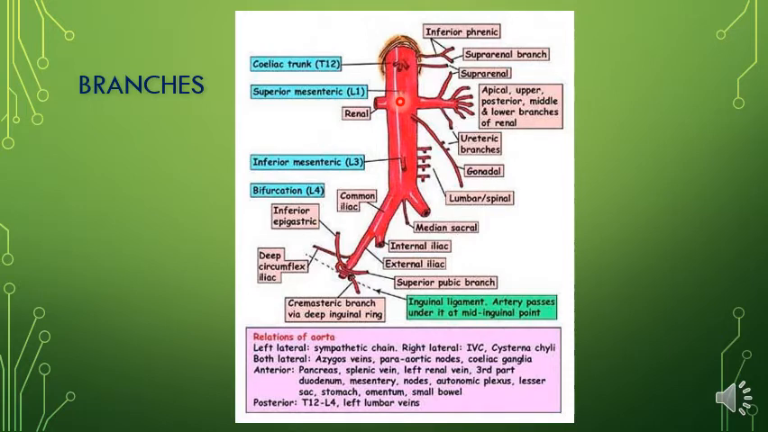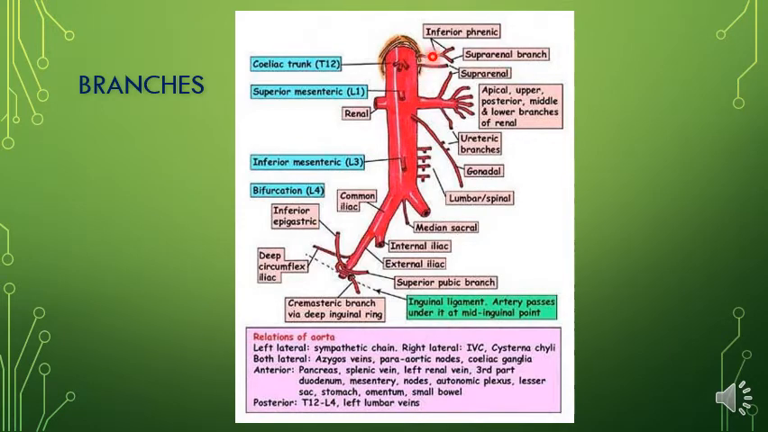Then the next one is the superior mesenteric artery. It is also an unpaired artery of the midgut and arises opposite the lower border of L1. So the superior mesenteric artery is called the artery of the midgut because it is going to supply all the derivatives of the midgut. Then this is the inferior mesenteric artery. It is also an unpaired artery of the hindgut and arises opposite the L3 vertebra. So this is the artery of the hindgut arising opposite the L3 vertebra. Right, so these are the ventral branches.